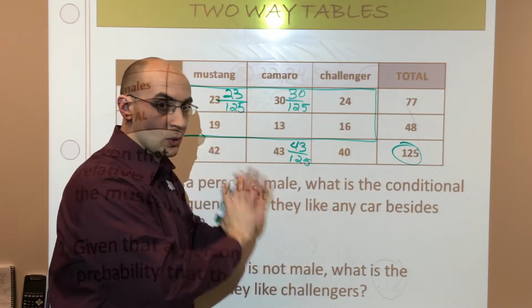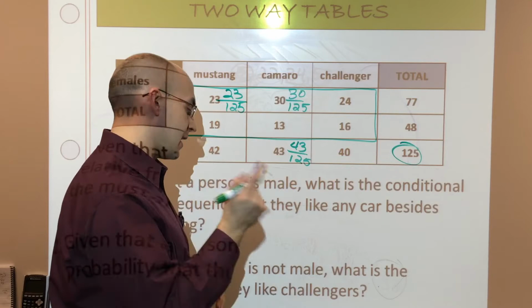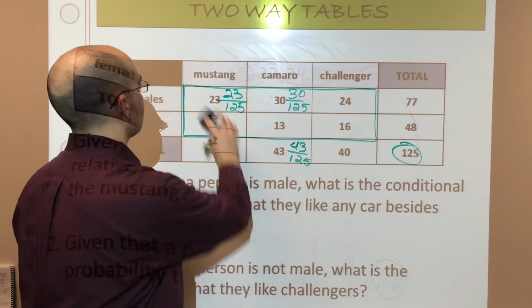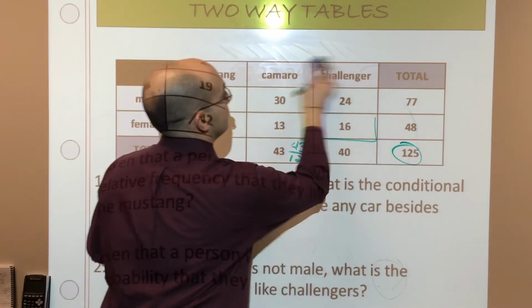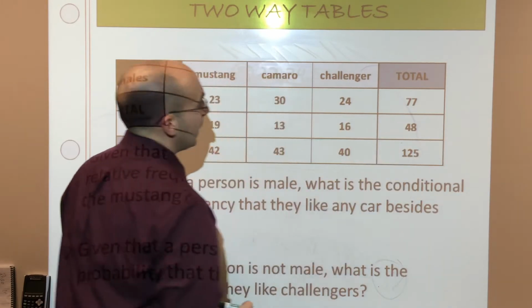Okay, so that's just joint and marginal relative frequencies. I think I actually said relative before, and I usually say that wrong, but you can point that out for me in class.